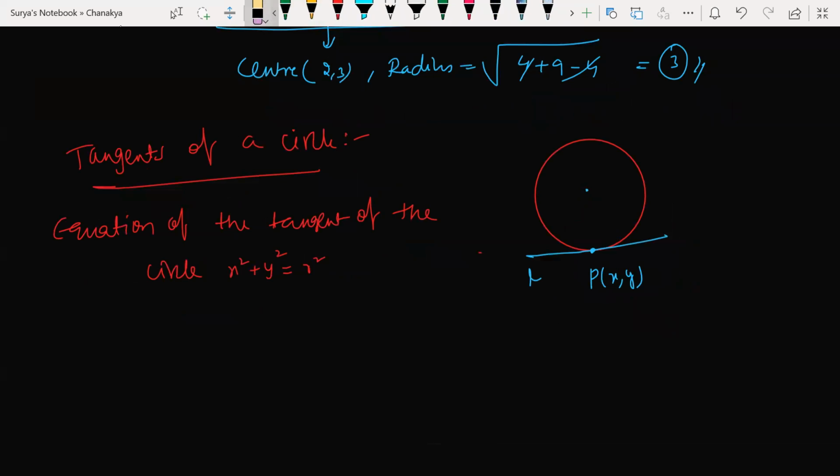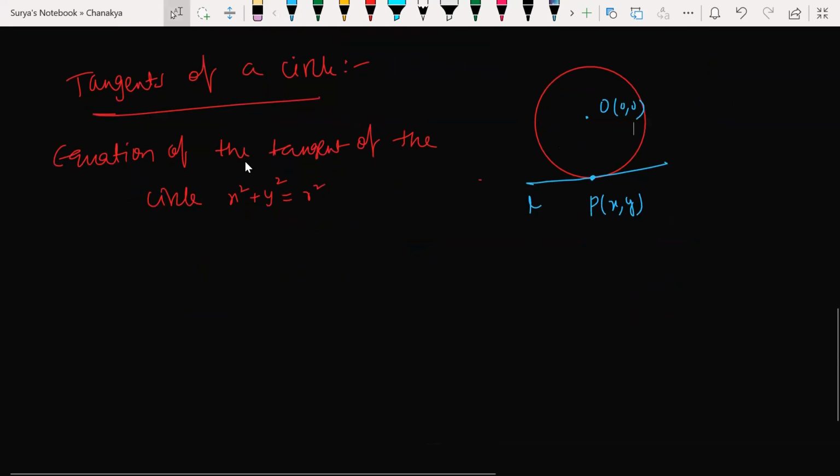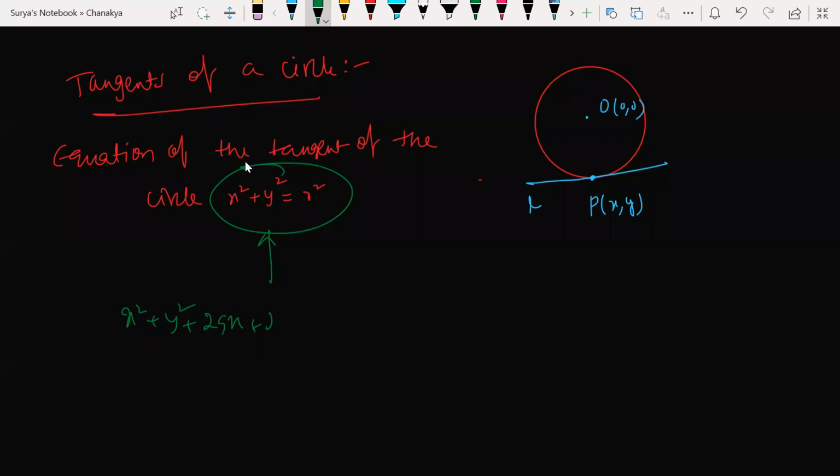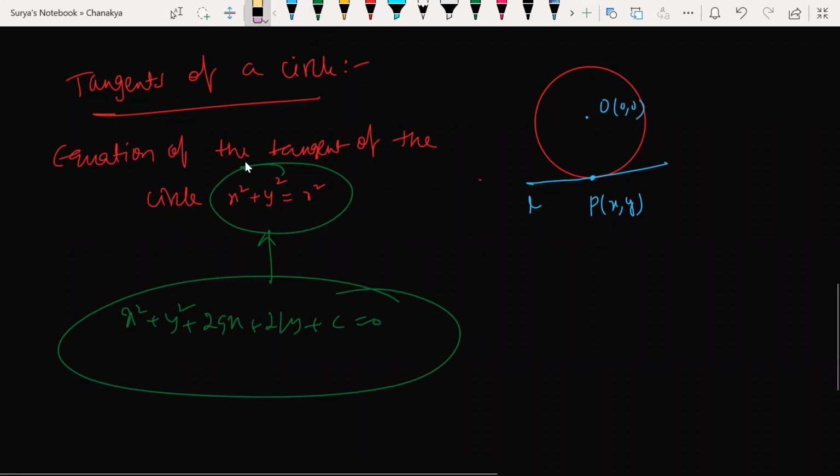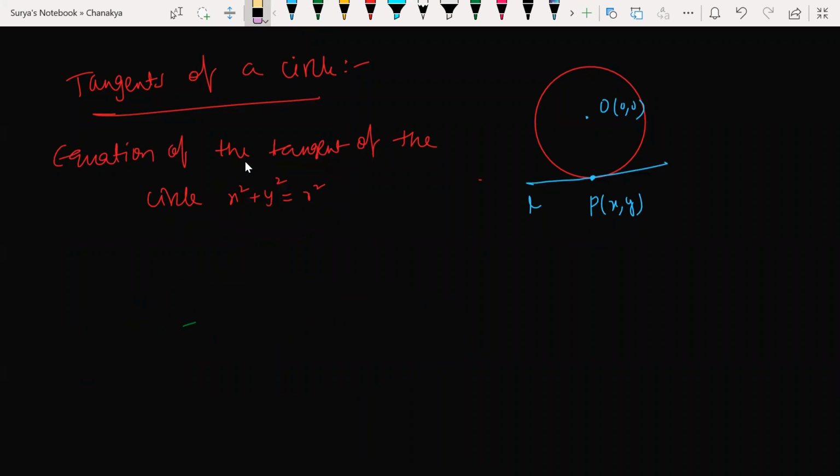What is the center of this circle, beta? What is the center of this circle? 0, 0, right? I'm writing the equation of the tangent of this circle. Okay? See, every circle will be having a tangent equation, right? See, this is a tangent, this is a circle here. This circle will be having a tangent equation. If I write another circle, which is in the form of like this, this also will be having a tangent equation, isn't it? So all the circles will be having a tangent equation. Let's write one by one.